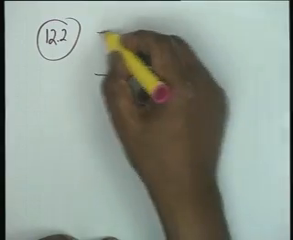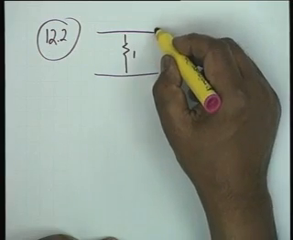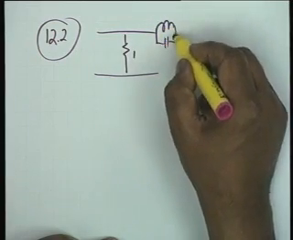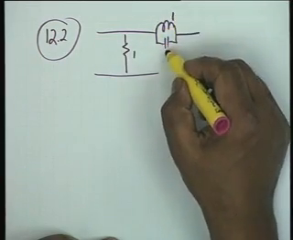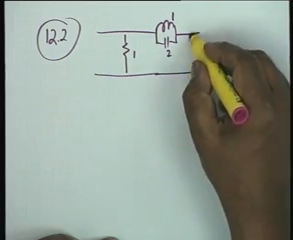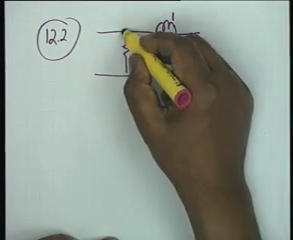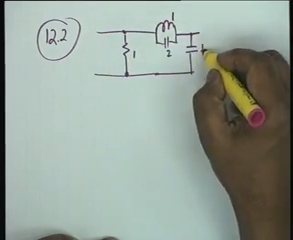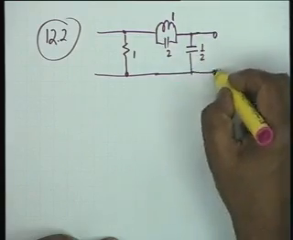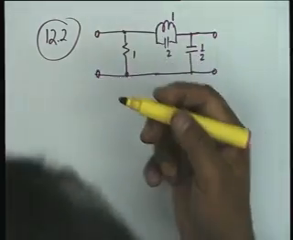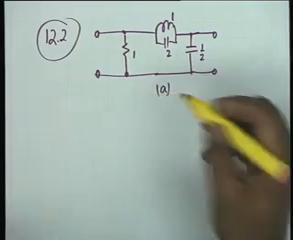12.2 gives two networks and says show that the residue condition holds for the networks shown in the figure. The first figure has 1 ohm, then a 1 and 2 farad and half farad capacitor. It says simply, show that the residue condition is valid.